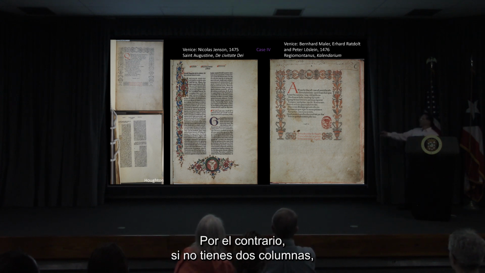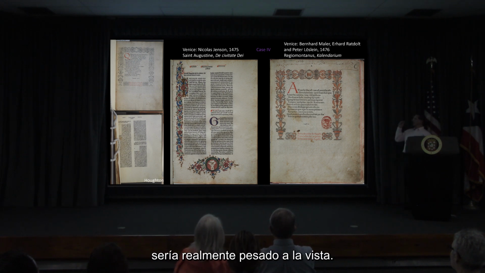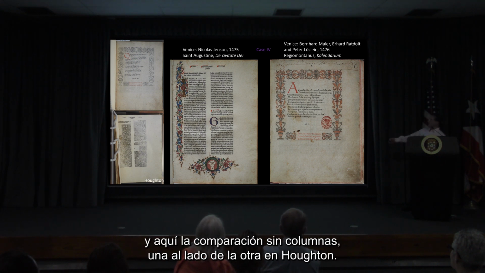Conversely, if you don't have two columns, which with this relatively dark Gothic would really be heavy on the eye. So in here, I'm giving you the vitrine comparison. And here is the colorless side-by-side comparison at Houghton.